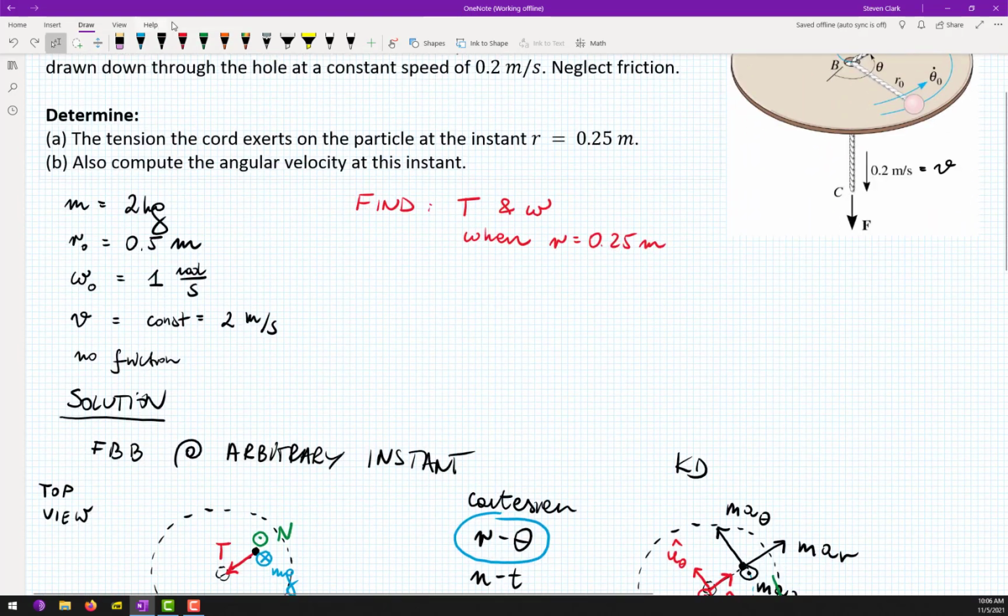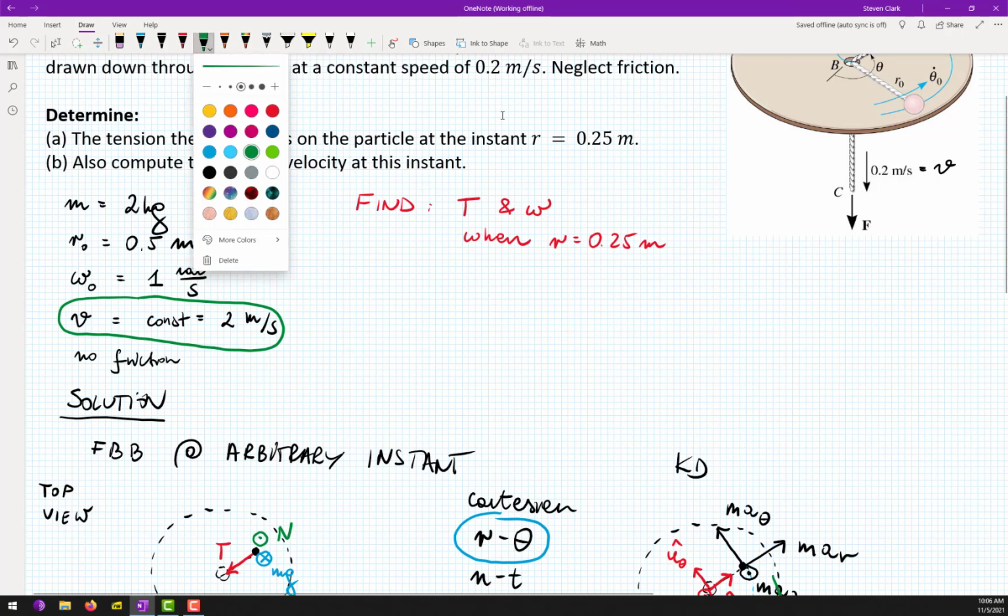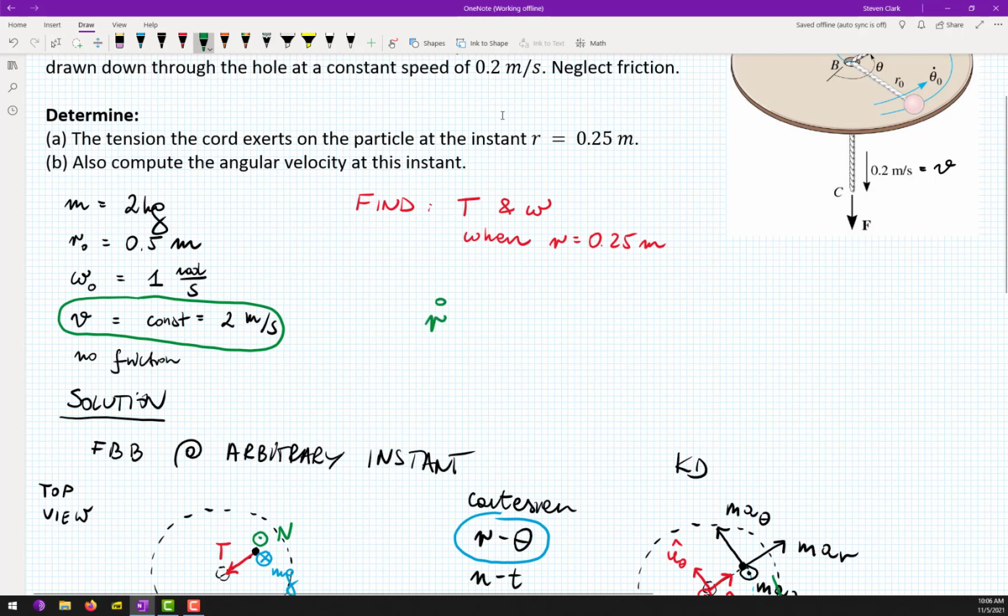So they told us that this is constant. Bless you. They told us that this is constant. So that means that our r dot will be minus 0.2, yes? 0.2 meters per second. I think I have a little typo here. I forgot, it's not 2, but it's 0.2. Sorry, guys. And if this is constant, that means that r double dot is 0.